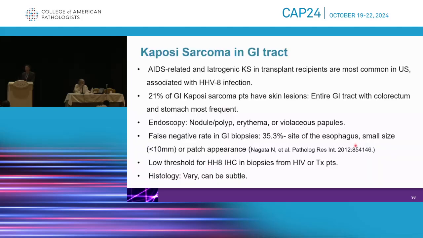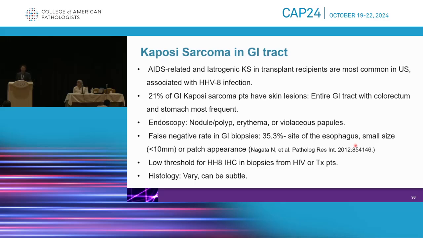As with other immunosuppressed patients, Kaposi sarcoma is more commonly seen in immunosuppressed patients. For example, the patient may have AIDS-associated disease, or be a patient with organ transplant. In this situation, it is the most common in the US. And we all know Kaposi sarcoma often involves skin. But in the GI tract, only about 21% of patients with GI Kaposi sarcoma have skin involvement. That means nearly 80% of GI Kaposi sarcoma is without skin involvement and only involves the GI tract. And for the GI tract, the most common locations are the stomach and the colon. That's like our case. Endoscopically, the morphology is not typical for anything.